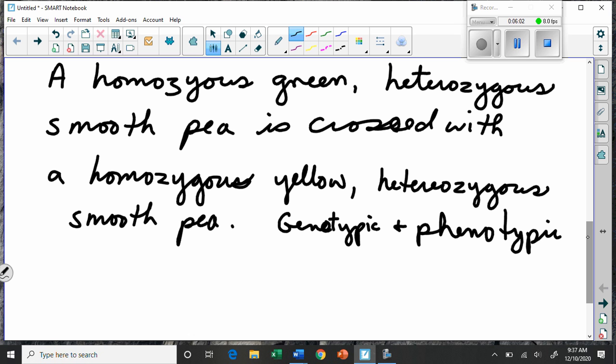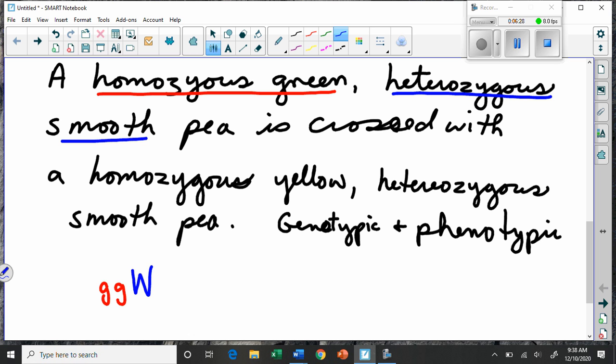Okay, so let's go and look at the first P, homozygous green. Well, remember, green is the small recessive allele. And so it would have yy as its genotype for that. But now we're also going to add heterozygous smooth. That means two different alleles. So that means the capital W and the small w.